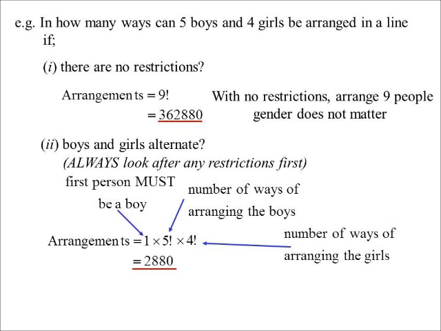Had there been the same number of boys and girls, then I would have said 2 times, because I would have had an extra choice then. Do I start with a boy or do I start with a girl? And so it would have been 2 times, let's say there was 4 of each, 2 times 4 factorial times 4 factorial.